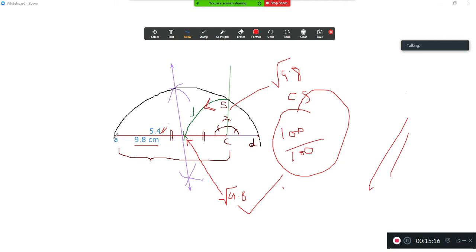Now if you check visually, you can see that 9.8 is A to C and root over 9.8 must be smaller than it. So see, you can see root over 9.8 is smaller than it. According to this construction, it is proving that root over 9.8 is smaller than 9.8, and that is true.